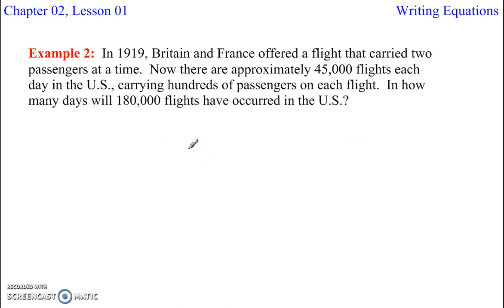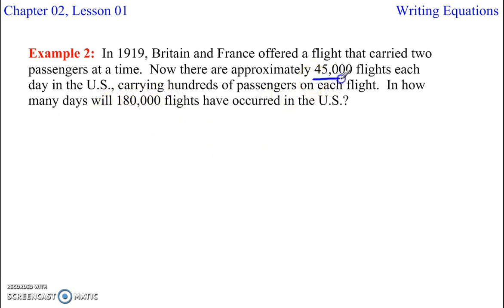Alright, here we have a word problem. In 1919, Britain and France offered a flight that carried 2 passengers at a time. Now there are approximately 45,000 flights each day in the US carrying hundreds of passengers on each flight. In how many days will 180,000 flights have occurred in the US?